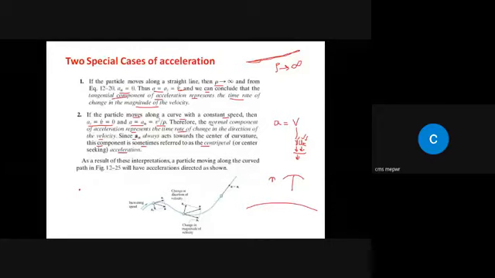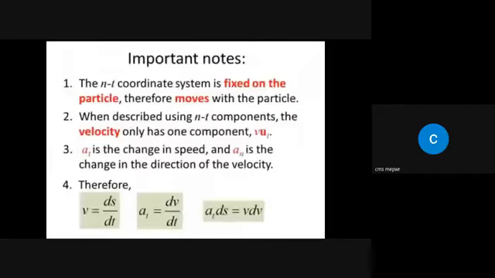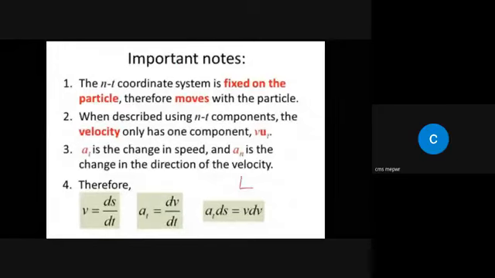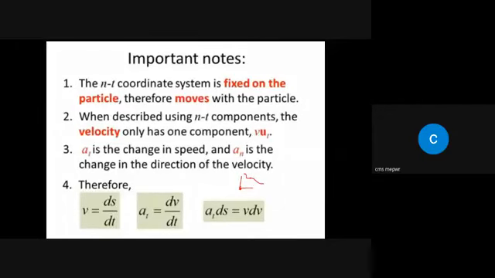Okay, so let's look at some important notes from the slide that we have covered so far. In the Cartesian coordinate system, we have a fixed origin. For example, if a particle is following this curve and you want to define its position, you need to measure all distances from the origin, right?